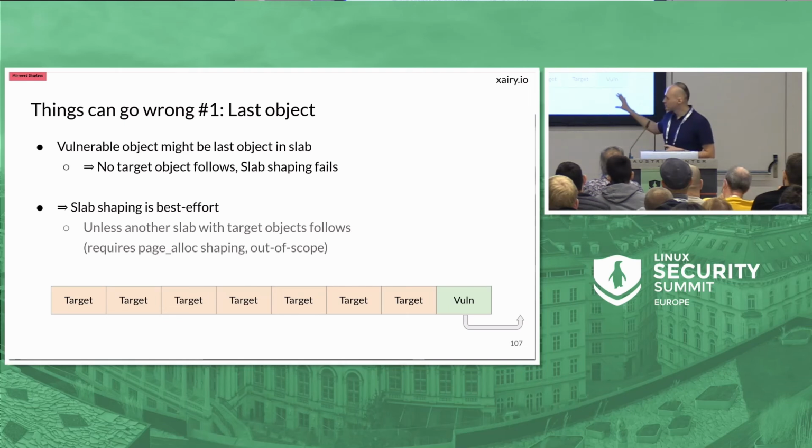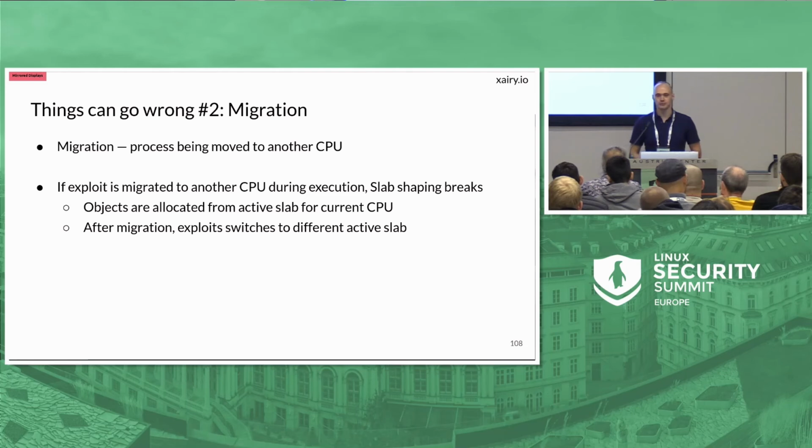Well, this particular problem can be resolved. It requires page allocator level shaping, so you can shape page allocator memory in such a way that this slab with the vulnerable object is followed by another slab that is filled with target objects. In this case, you can get a 100% success chance with regard to this specific issue. But we'll leave it out of scope. So just know that there can be some problems.